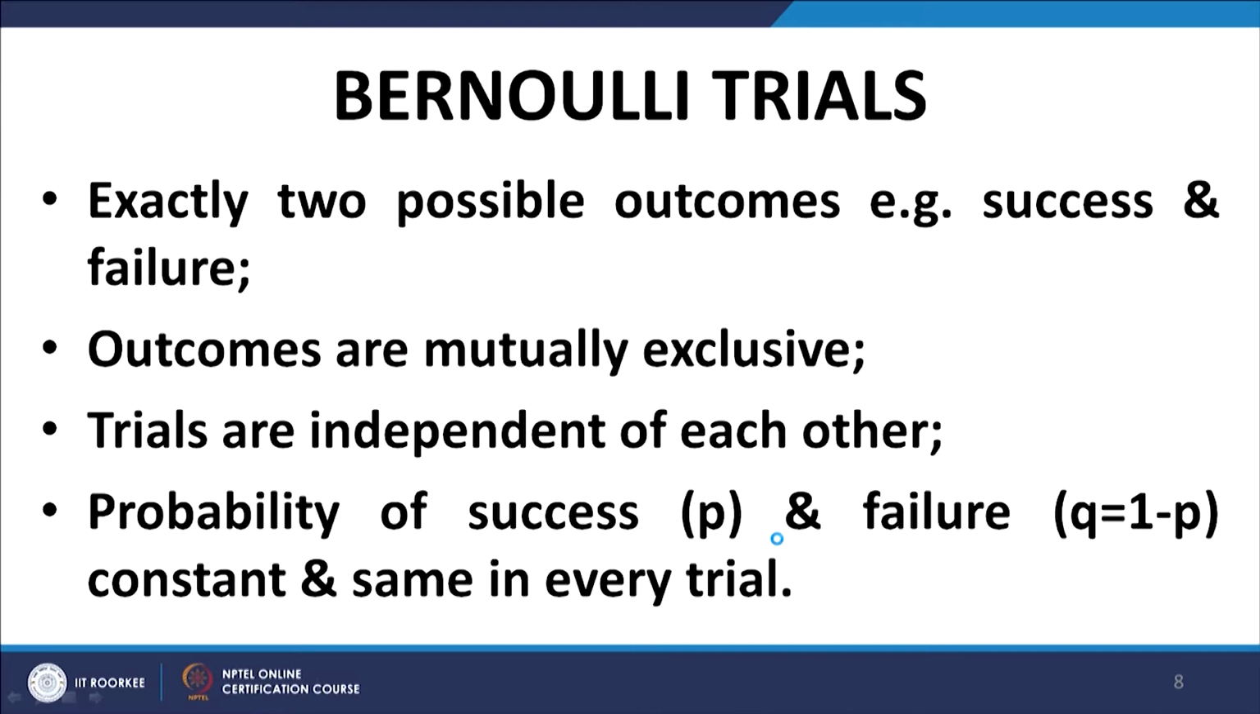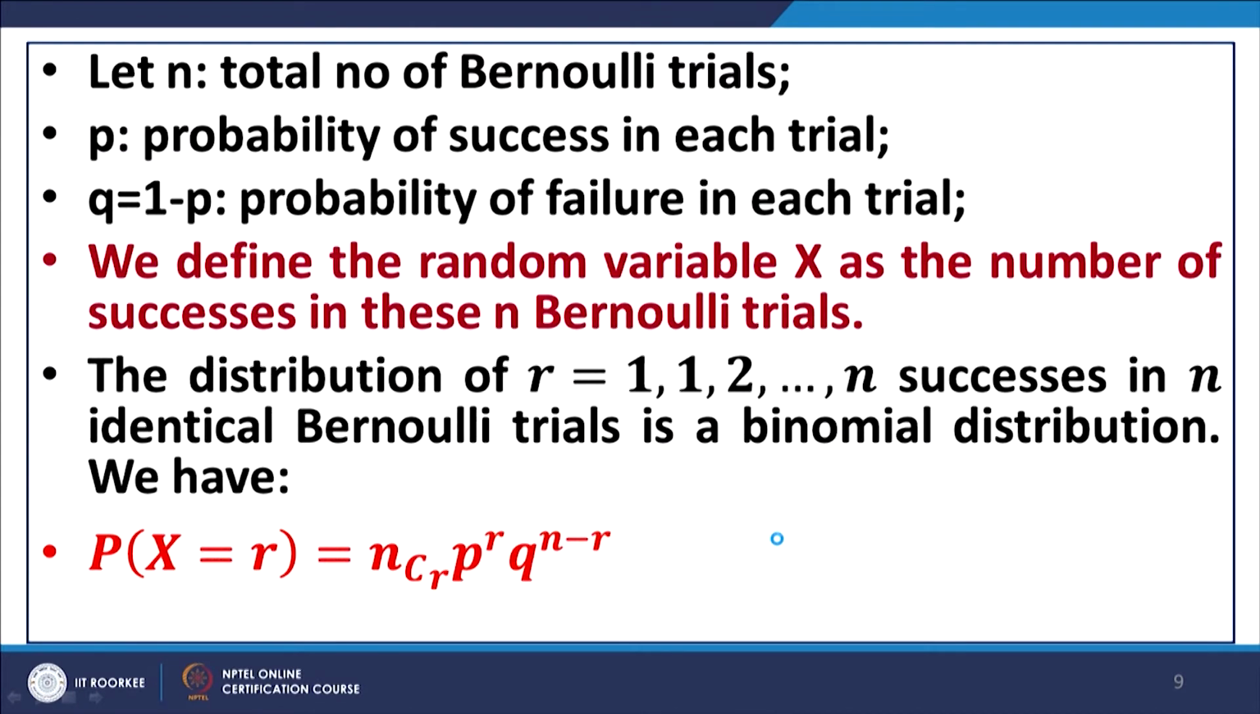Then the trials are mutually independent. In other words, one experiment will not influence any other experiment carried out in the series. And finally, the probability of a success, p, and the probability of a failure, which is 1 minus p, usually represented by q, remain constant over all the experiments in a particular set of trials. Now, this is the background in which the binomial distribution comes into play.